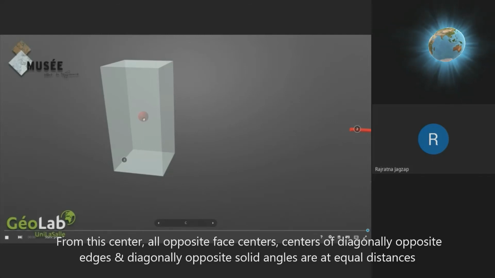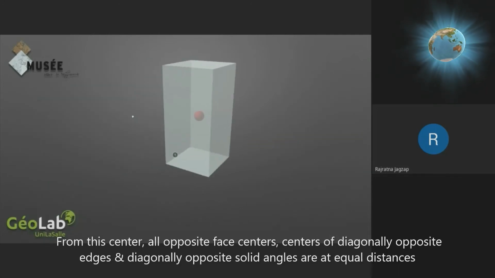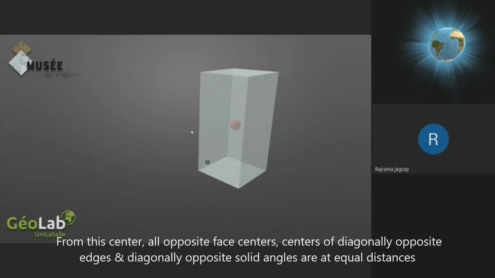From the same center, opposite edges are at equal distances. That is, this is one edge, the opposite edge is this edge. They are oppositely placed to each other, this and this. So if you take the center of this edge, that is here, and the center of this edge, that is here, these centers are placed at equal distances from the center, this and this. This edge and this edge, they are placed at equal distances.